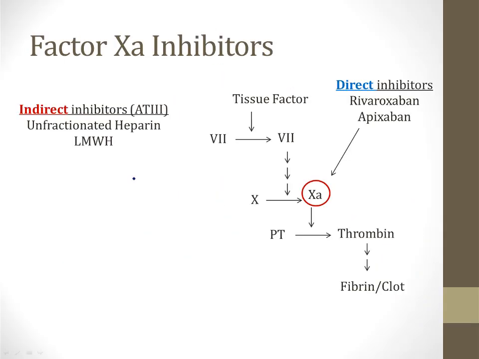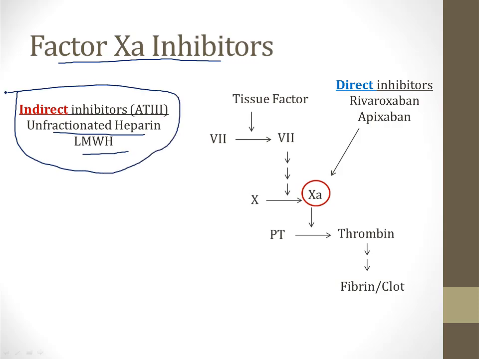Our next class of anticoagulants is the factor 10A inhibitors. So you should know that unfractionated heparin and low molecular weight heparin are sometimes called indirect factor 10A inhibitors. That's because they do inhibit factor 10A, but they work through antithrombin 3. The direct factor 10A inhibitors are rivaroxaban and apixaban, and they directly inhibit 10A. 10A is an enzyme that converts prothrombin to thrombin, and these drugs are basically enzyme inhibitors.